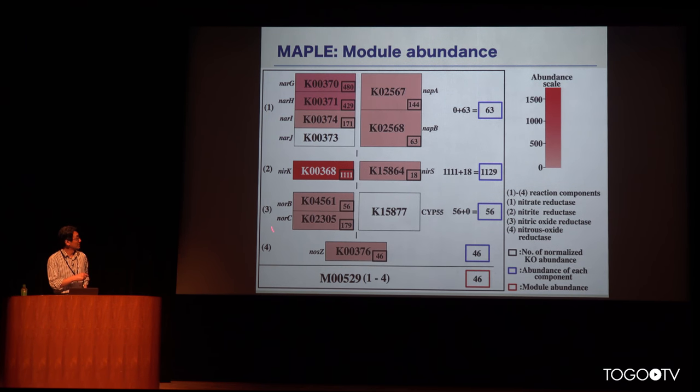And the KEGG module annotation is like this. In this case, there are four-step reactions, and each step consists of several KOs, and this is a complex, and this is also another complex for this reaction. And you need to have all the components of this complex to complete this reaction. So this cannot work because we do not have this ortholog, but we have this complex, so we can have this reaction step. And by calculating the abundance of the reads mapped to each ortholog, we can calculate the abundance of the modules like this.